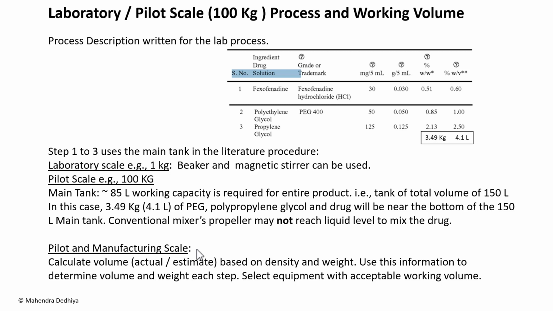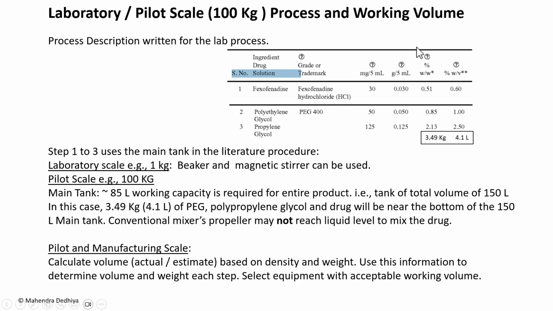Let's look at pilot scale processes and working volume. As mentioned on equipment, working volume is extremely important when we use larger scale batches. And this will become evident in this slide. Making 1 kilo in a beaker with a magnetic stirrer is acceptable. Pilot scale at 100 kilos is a different story.